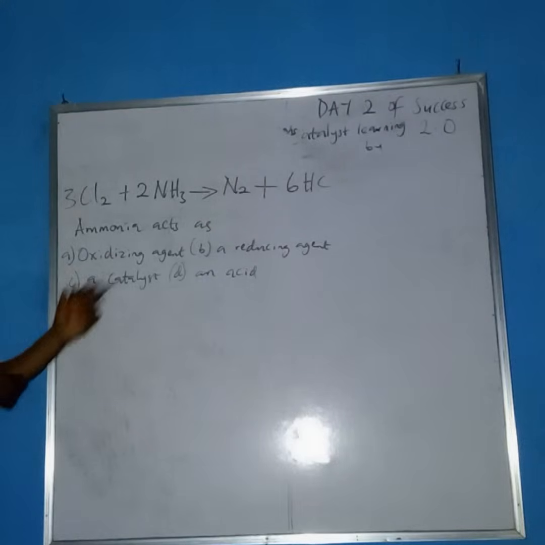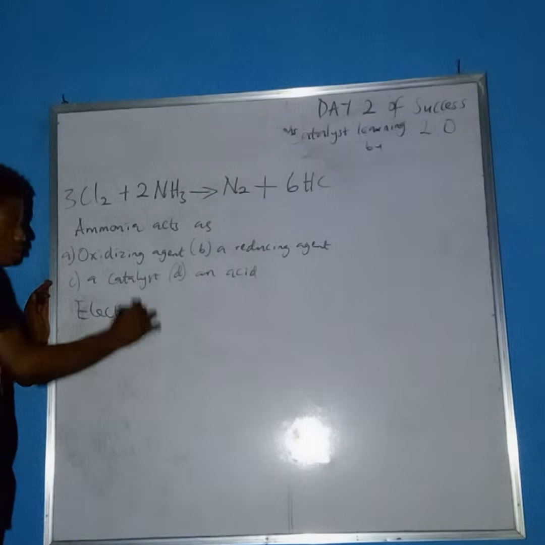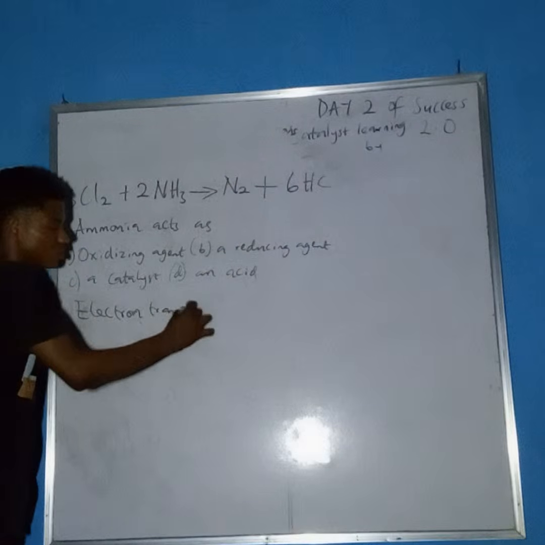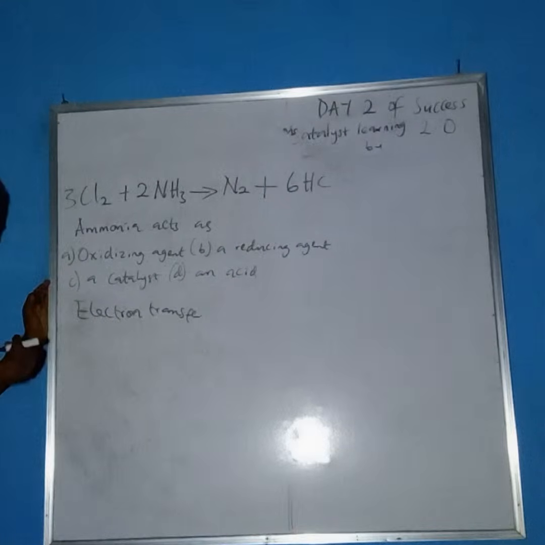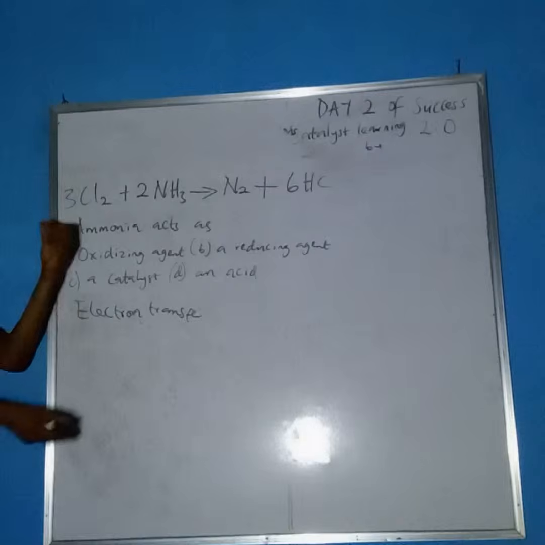There's something I want to talk about for oxidizing and reducing agents. Take note, your oxidizing agent is the element or group in a redox reaction that accepts electrons. Oxidizing agent accepts electrons, and the oxidizing agent undergoes what? Reduction. Why? Because according to electron transfer, you can define reduction as the gain of electrons, and you can define oxidation as the loss of electrons. Do you understand?